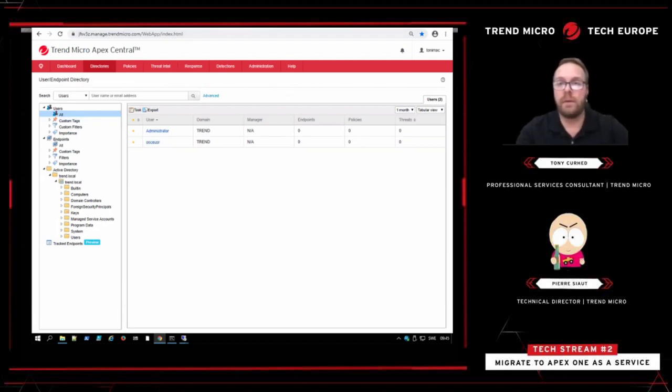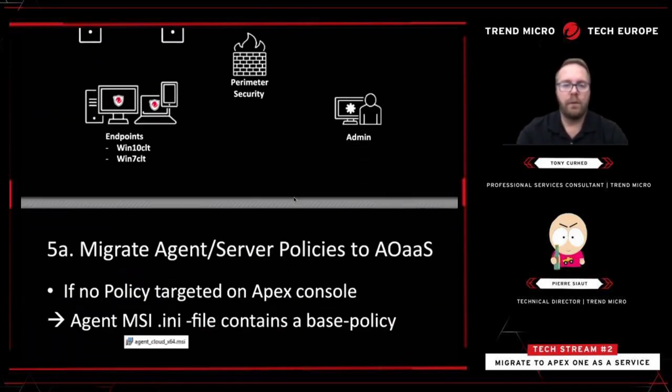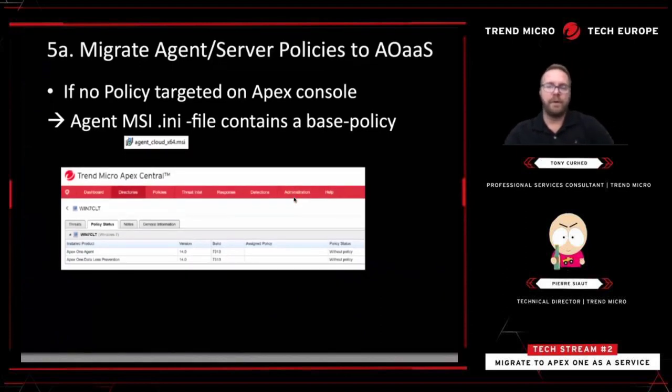So now you can keep going to see how to migrate the agent. Yes. So step number 5 for today's agenda. We can use the new platform with a completely new setup and test with that, or we can migrate the Apex One as a Service configuration from the OfficeScan server, and we can do the policies.